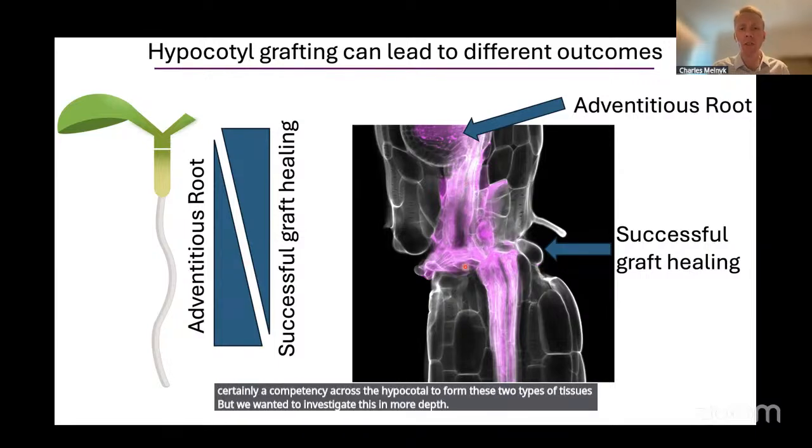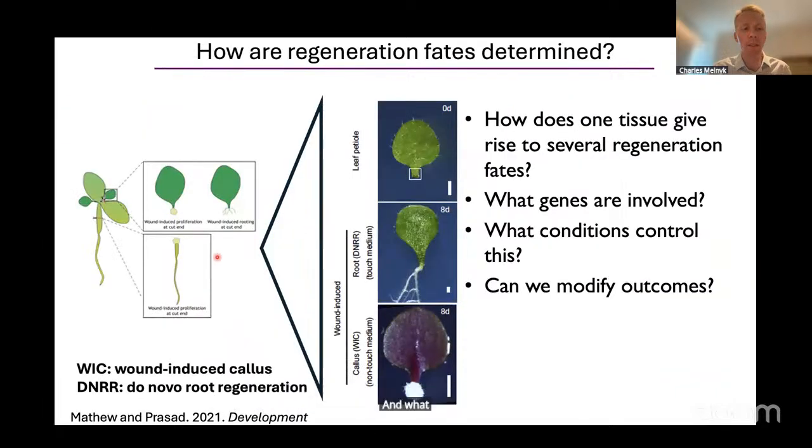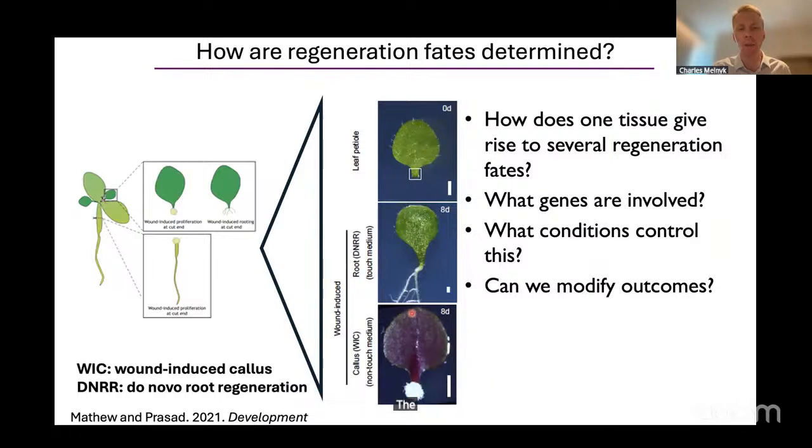And rather than using the Arabidopsis hypocotyl, we actually decided to use the leaf. What happens here is that you can take a leaf and wound the petiole, or the stem, and it has 2 outcomes. In some cases, our leaf petiole will actually form roots here. And in other cases, it can form this callus-like tissue, which we think is also very important for the formation of the graft.